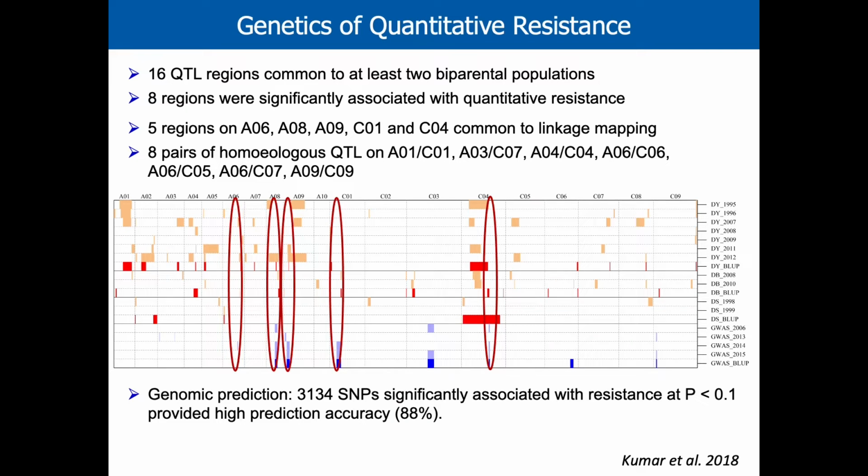Due to the complexity of this trait, we investigated the possibility to make genomic prediction of resistance level with a set of markers. Kumar showed that 3,134 SNPs associated with resistance provided high prediction accuracy of resistance. Of course, this prediction equation should be adapted to panels and genetic background.